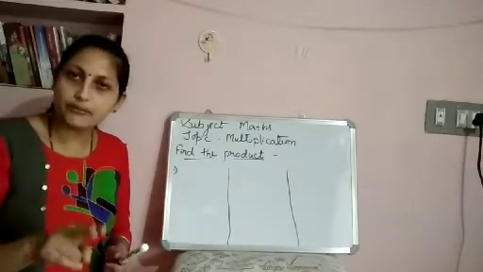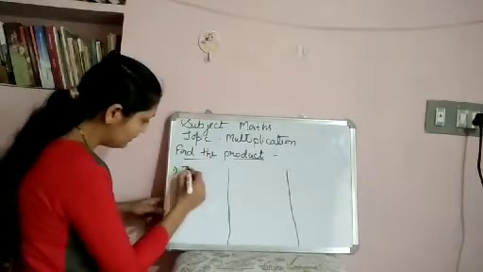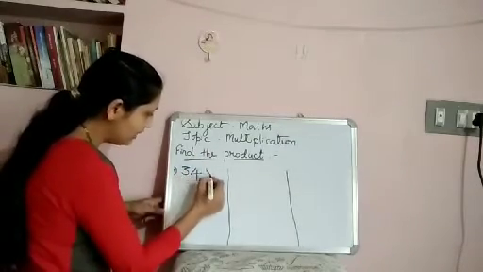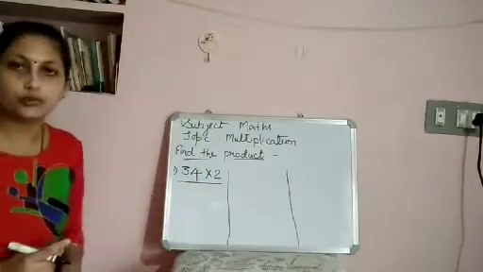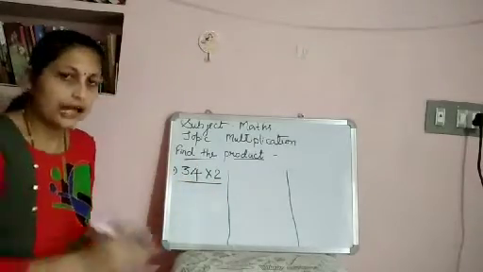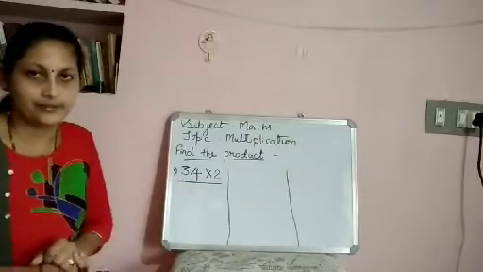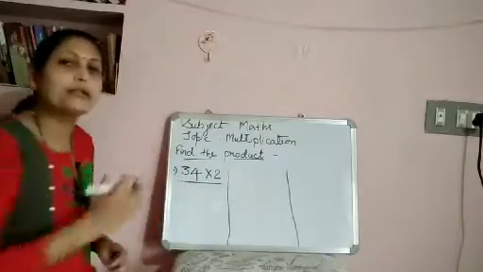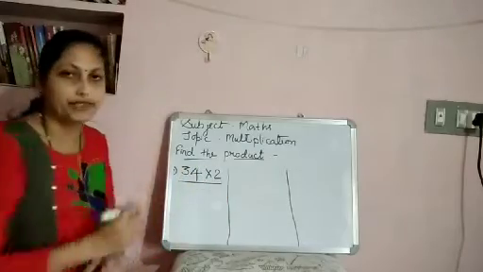Multiplication of two-digit numbers with a single digit. Let us take the example 34 into 2. We'll write 34 into 2 and draw a line here. You will write the answer below this line. So how to multiply this? You have to multiply 2 with these two digits.